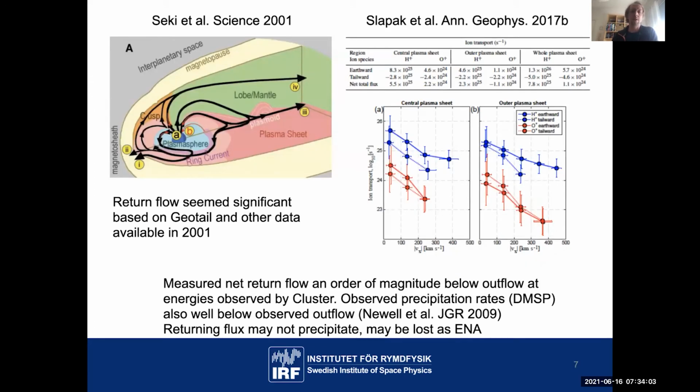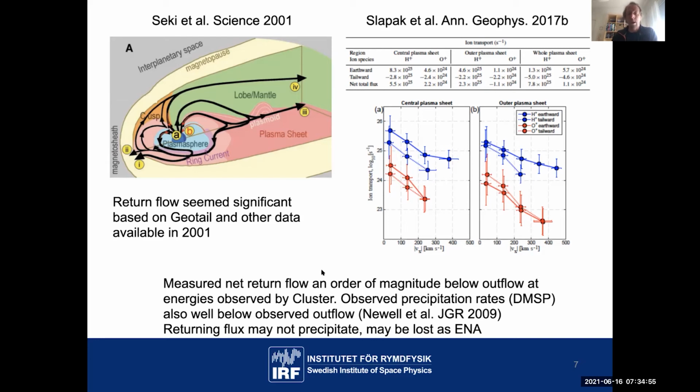Now I mentioned that it's not certain that ions escape because they reach above escape velocity. That's a very important paper from 2001 by Seki, where they looked at how the outflow in the tail got lower and lower the further back down the tail you got, and an obvious explanation was that it was going down into the plasma sheet and returning. But another possibility is that it's further energized, and I would say that the post-Cluster picture is that it's further energized and it is rather lost to the magnetopause and into the magnetosheath. But that's another aspect of this return flow in the tail.